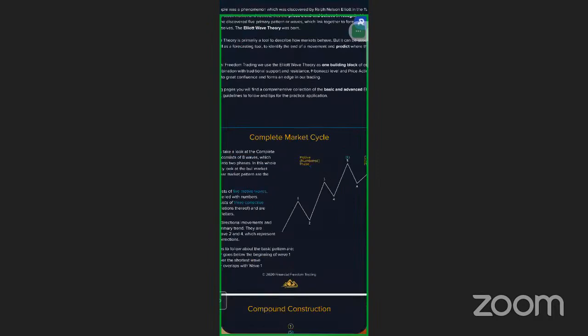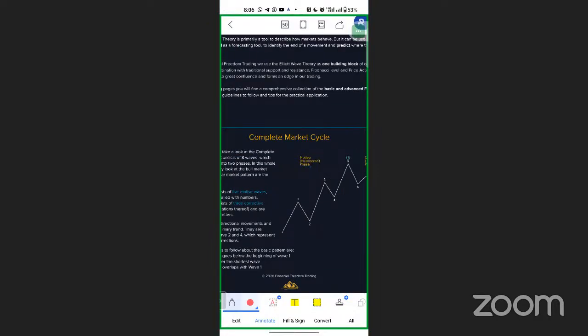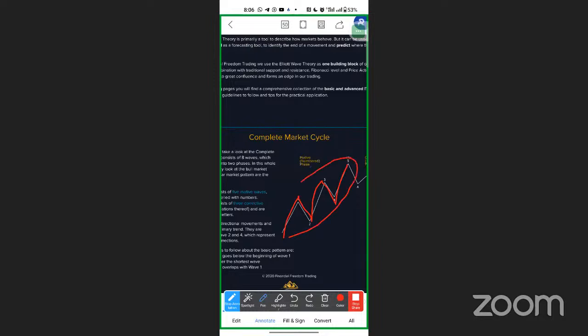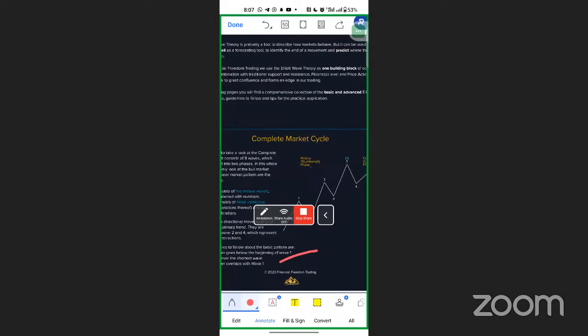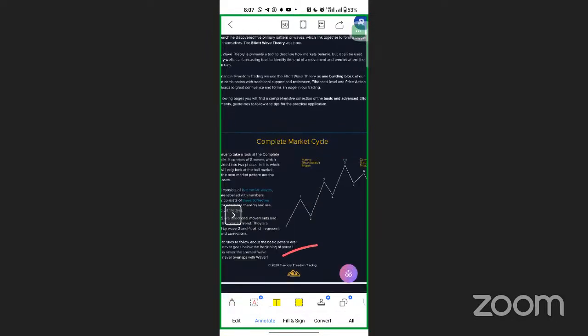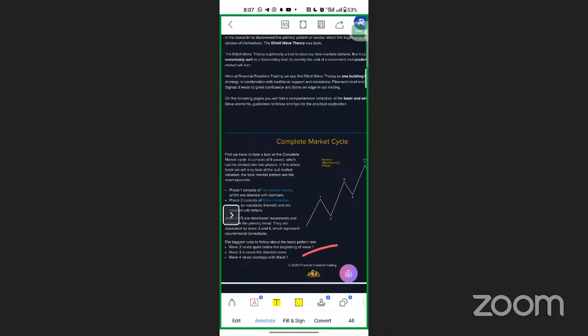Okay. Now, wave 1, wave 2, wave 3, wave 4, and wave 5. This is what we call the motive wave. All right, I hope I've been able to answer that.